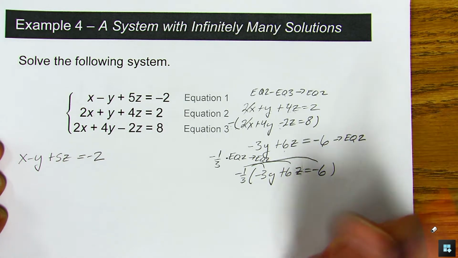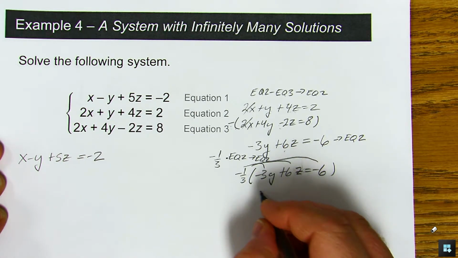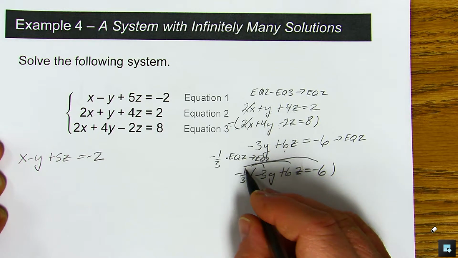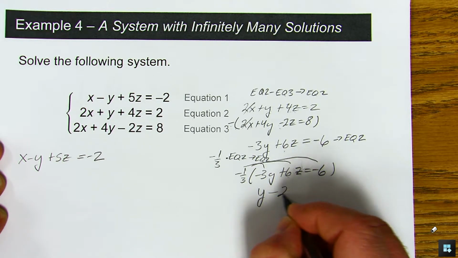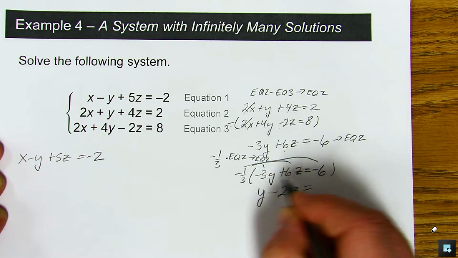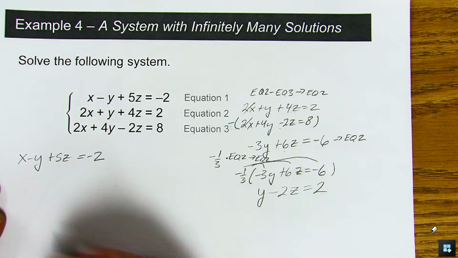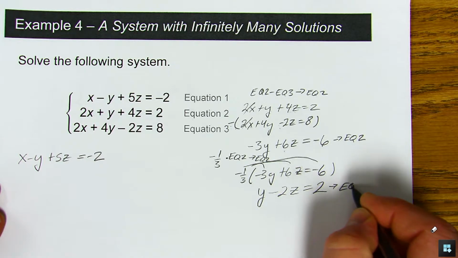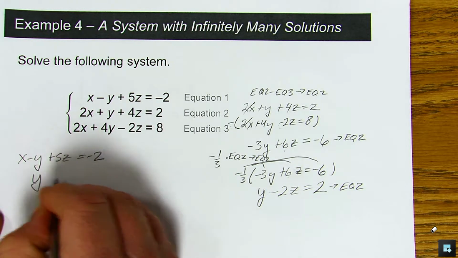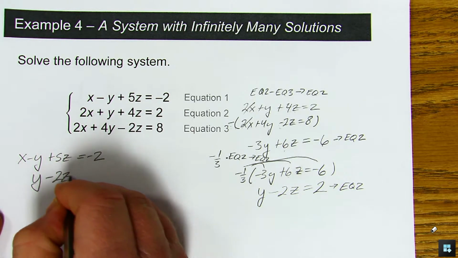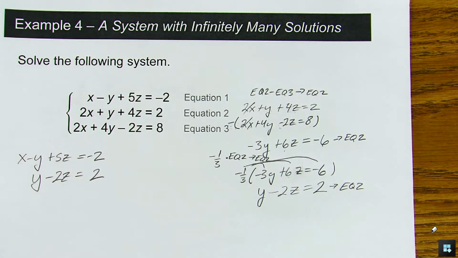So that's going to give us -1/3 times -3 is a positive y. -1/3 times 6 is a -2z. -1/3 times a -6 is a positive 2. So that's now my equation 2: y minus 2z equals 2. Hey, looking good so far.